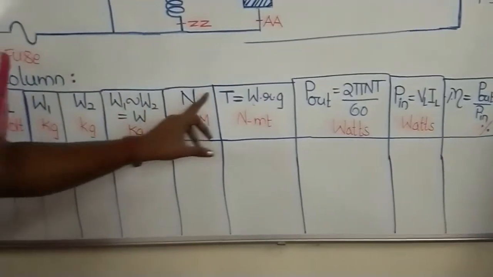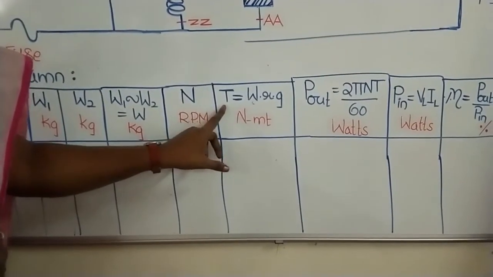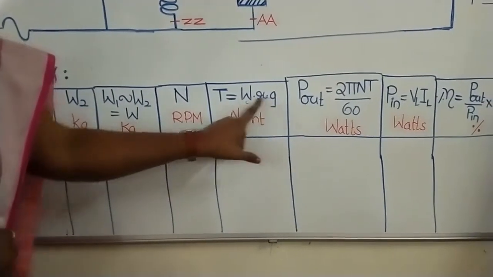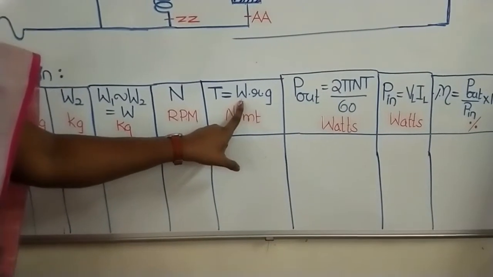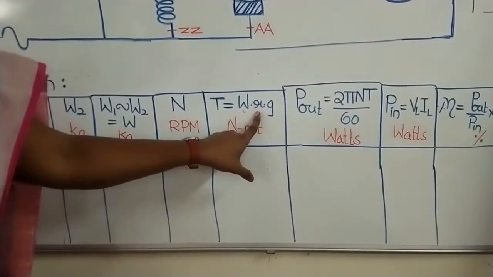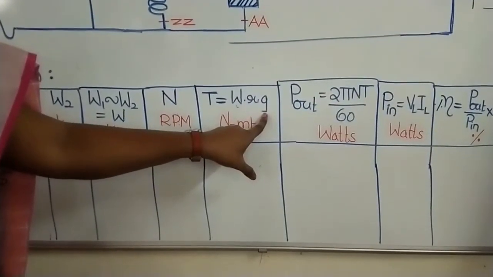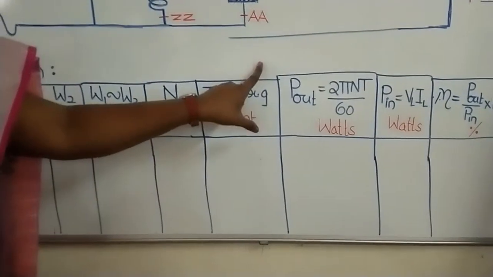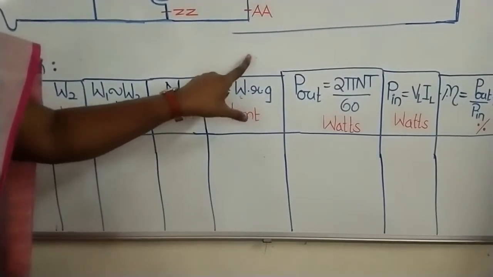So T is the torque of the motor, and the formula for this is WRG, where W is the net weight on the spring balance, R is the radius of the brake drum, and G is the acceleration due to gravity. It is taken as a constant 9.81, and for our motor here the R value is 0.1 meters.